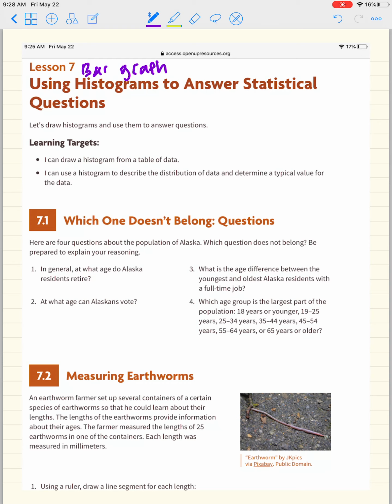Alrighty, our learning targets are: I can draw a histogram from a table of data, and I can use a histogram to describe the distribution of the data and determine a typical value of the data.